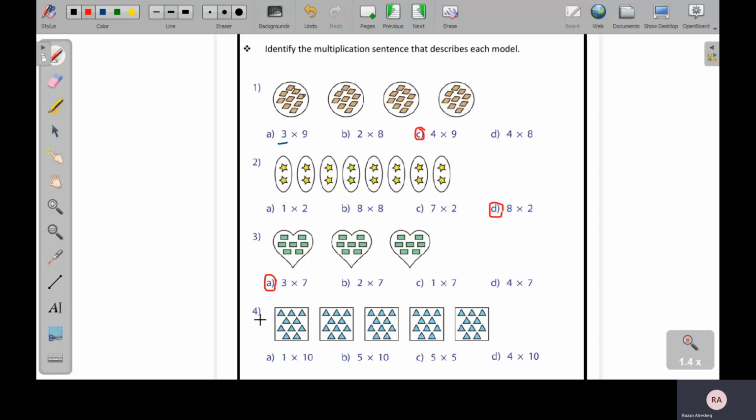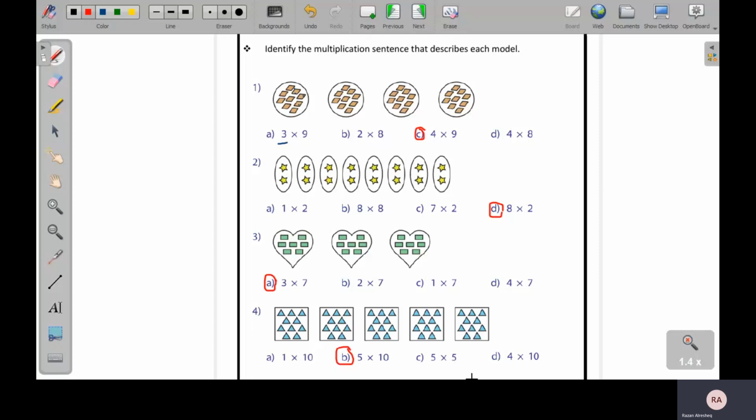Now, the last one here is number 4. Let's see how many groups we have. We have 1, 2, 3, 4, 5 groups. Inside each group, I have 1, 2, 3, 4, 5, 6, 7, 8, 9, 10. So I have 5 groups of 10 different objects, all right? So my first number is going to be 5. A won't work because it starts with 1. B is 5 multiplied by 10. Now, I'm assuming this is the correct answer, but in case, let's just look. 5 times 5 doesn't work, and 4 times 10 doesn't work. So I go back and I circle the answer that I knew was right. But like I said before, it's always better to double check to make sure you have the correct answer.